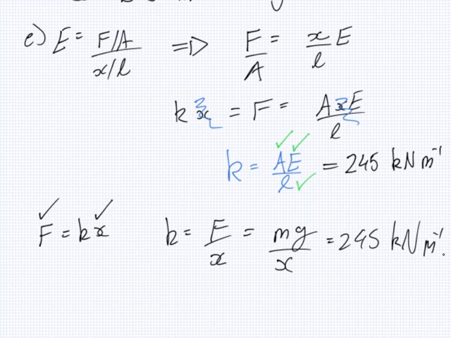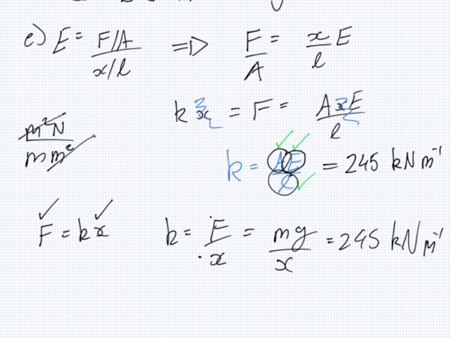Why newtons? The K is newtons per meter. Look here, see? Newtons, meters. Have a look here. What unit is A? Meter squared. What unit is E? And what's a pascal? Newton per meter squared. And what unit is L? Ta-da!